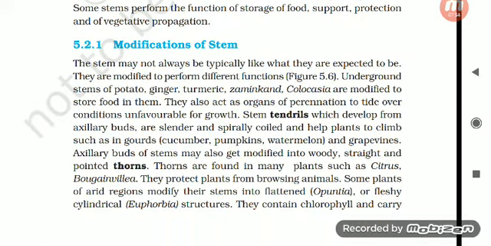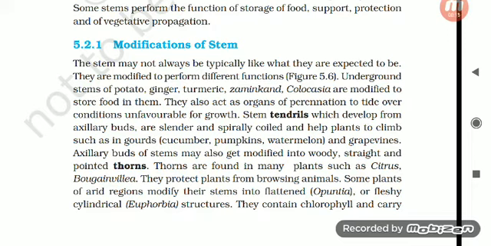5.2.1 Modification of stem. The stem may not always be typically like what they are expected to be. They are modified to perform different functions. Underground stems of potato, ginger, turmeric, zaminkand, colocasia are modified to store food in them. They also act as organs of perennation to tide over conditions unfavorable for growth.